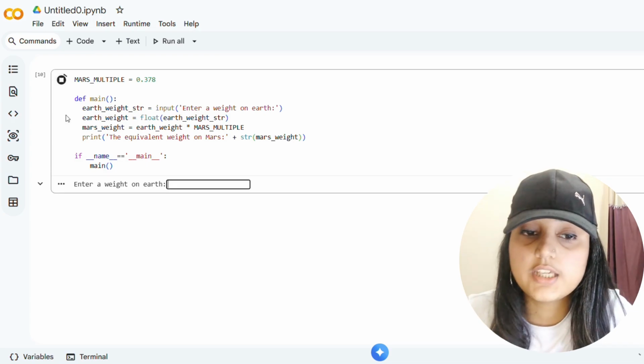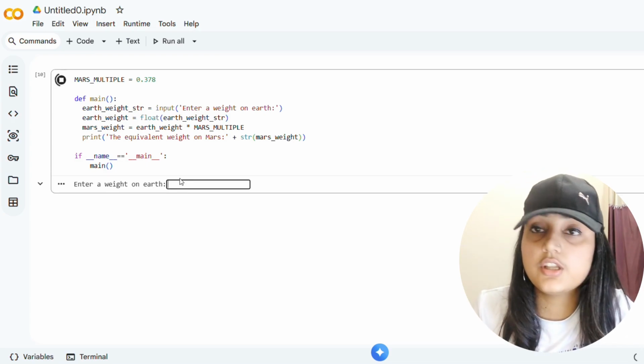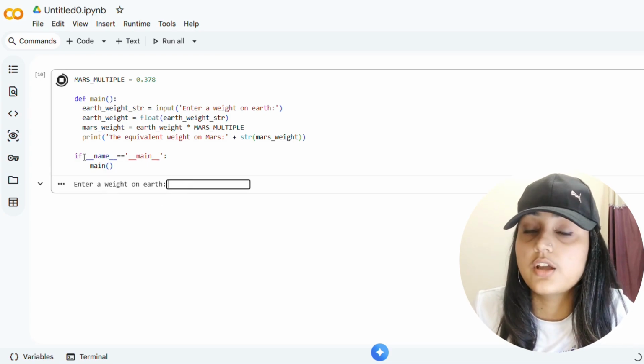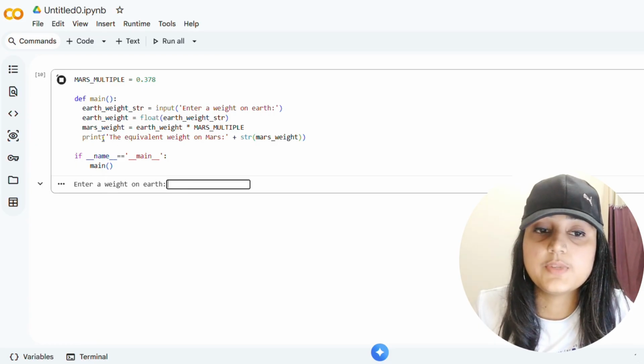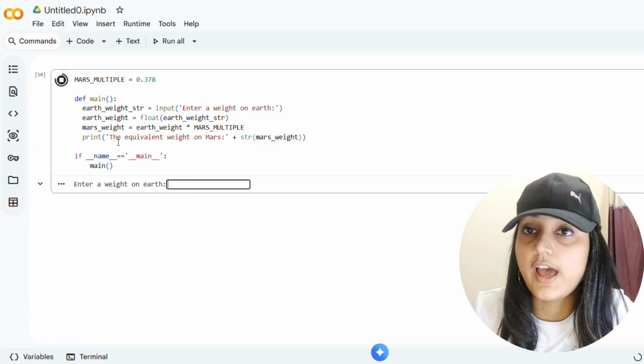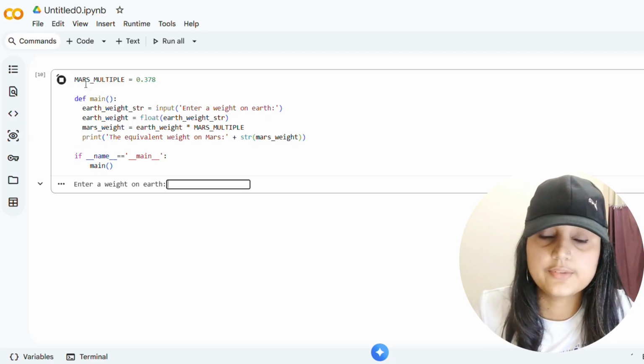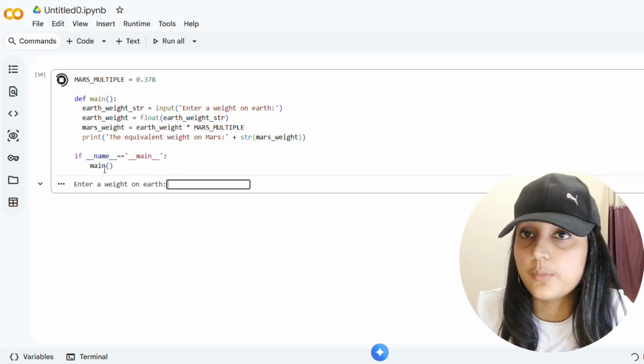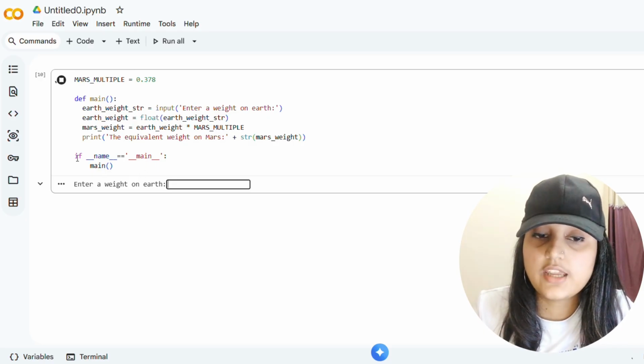Always take care that the indentation in your Python program is correct. Whenever there is some blank space in the function, you need to have that while declaring that function. So that was the error we were facing, and that's very common. So please take care of that.